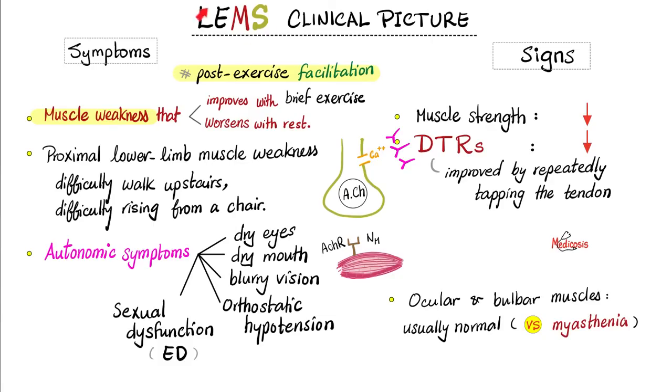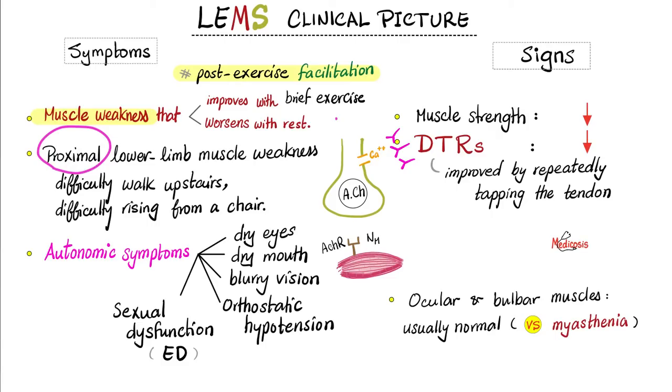Let's compare that with Lambert-Eaton myasthenic syndrome. Symptoms: post-exercise facilitation. What does that mean? The muscle weakness improves with brief exercise. Just like myasthenia, it's more proximal than distal. The most common site is the proximal lower limb, so the patient complains of difficulty walking upstairs and difficulty rising from a chair because the hip and thigh muscles are weak.